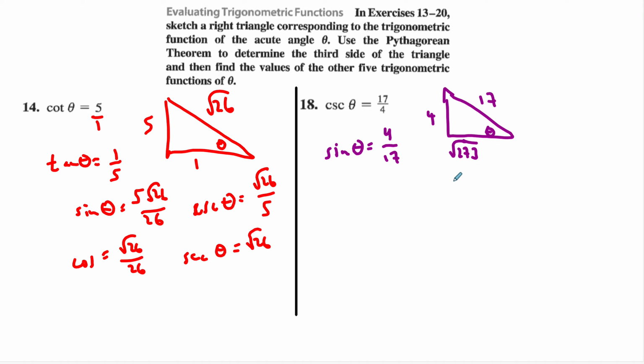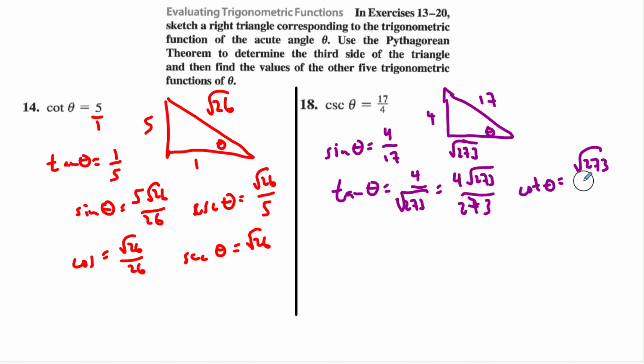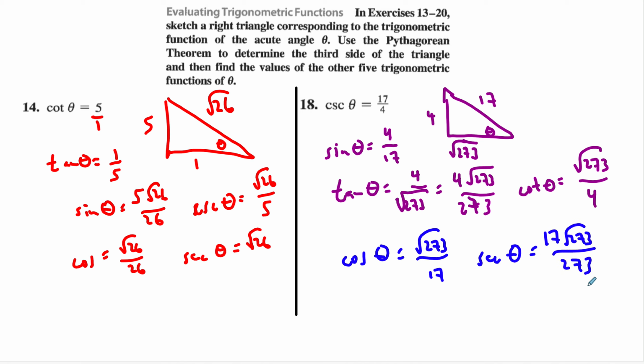So that means what? That the tangent of theta is 4 over root 273, aka 4 root 273 over 273. And it means that the cotangent is easier because it's going to be the other way. It's going to be root 273 over 4. The cosine, which is all we have left, is root 273 over 17, which means that the secant is 17 root 273 over 273 after you rationalize it.